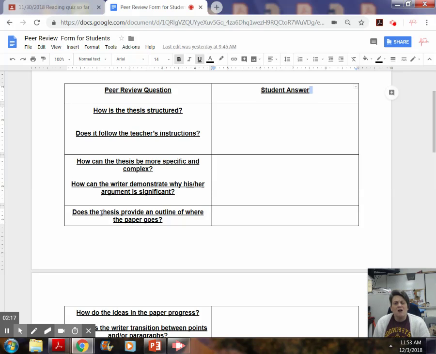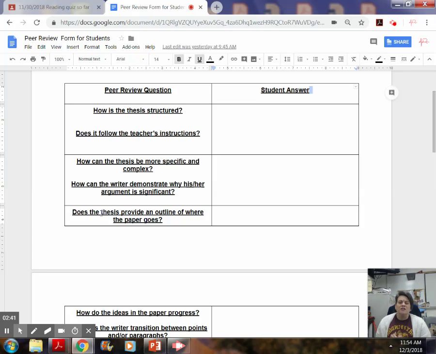Is this thesis complex enough? So can you understand what's going on, or is it too easy and too simple and it needs to have some added information? When they did their thesis, is their argument clear? Is their main idea stated, and is it clearly stated, and do you understand it? That's what those first two boxes are asking about.